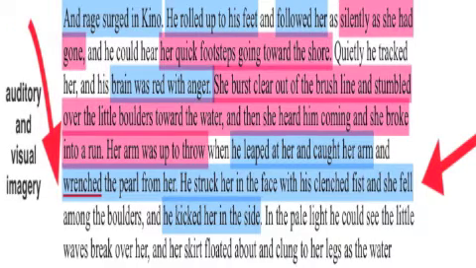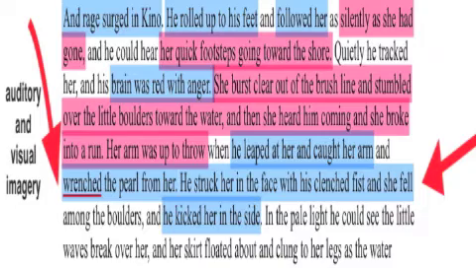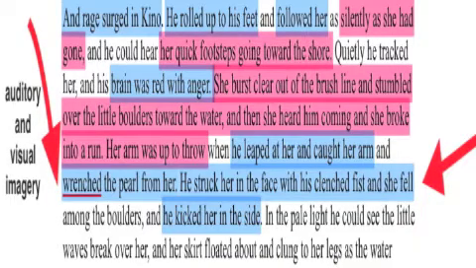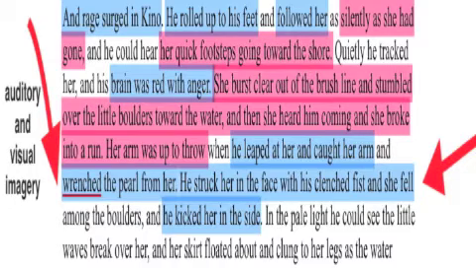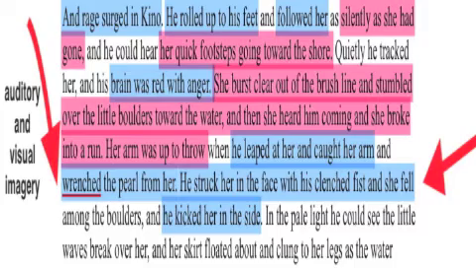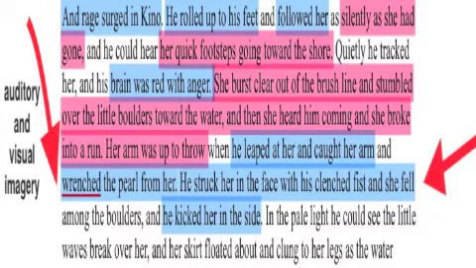And we see he rolled up his feet, and rage surged in Kino and followed her as silently as she had gone. And he could hear her quick footsteps toward the shore. Of course, the quick footsteps would indicate her deception, and silently as she had gone is her deception, even though that describes how he leaves.